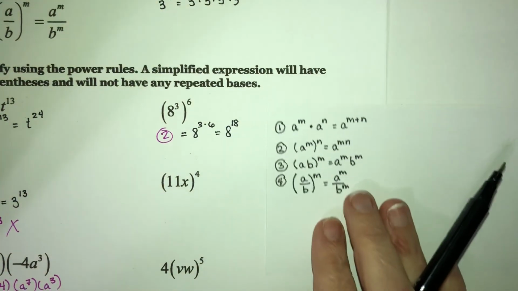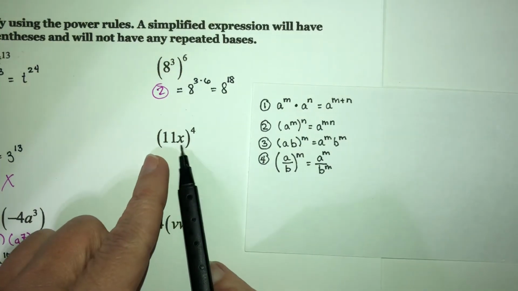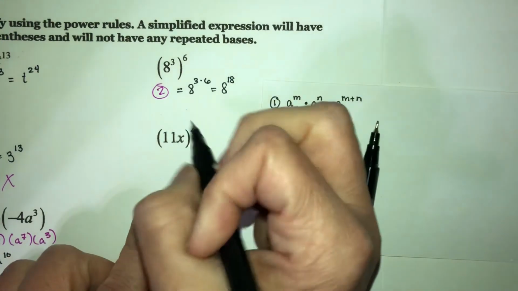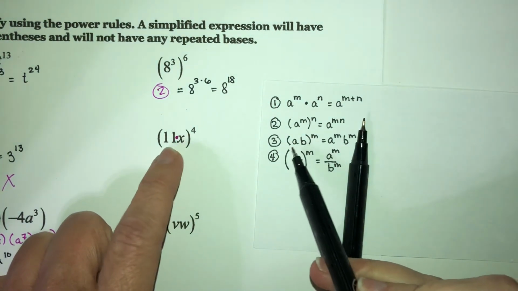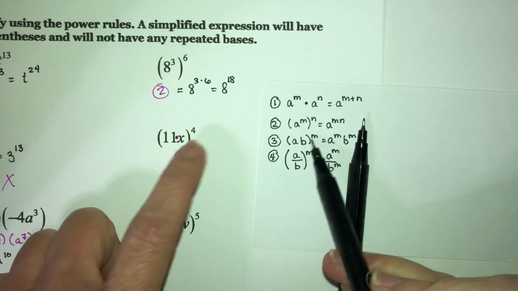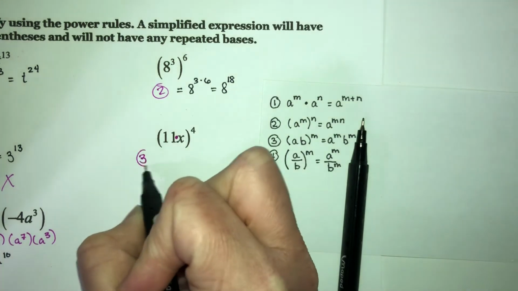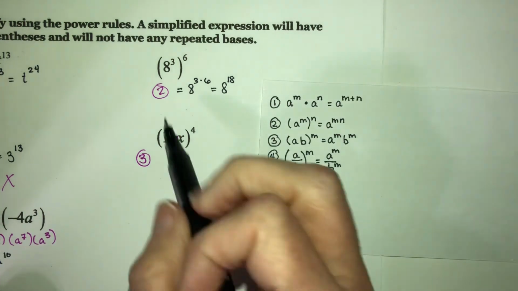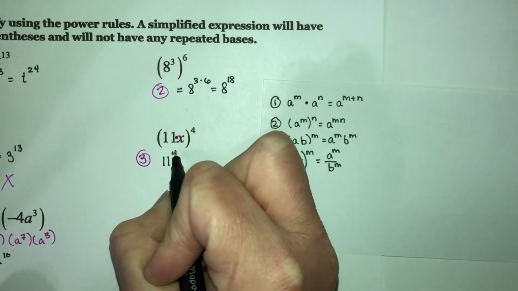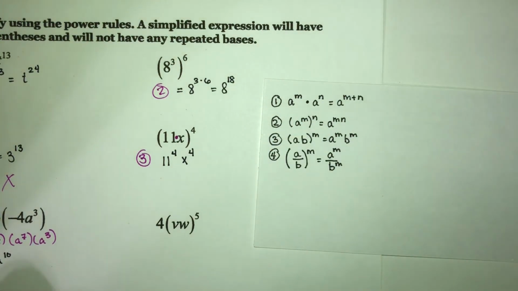All right, so let's try this one. What do I have here? Okay, I have 11x. Remember, this is 11 times x. So I really have this pattern right here. 2 things multiplied together that I can't simplify any further, raised to an exponent. Okay, so I'm going to be using property number 3 here. This 4th power gets put on each one. So this is 11 to the 4th power, x to the 4th power. 11 to the 4th power is not something they're going to want you to multiply out.